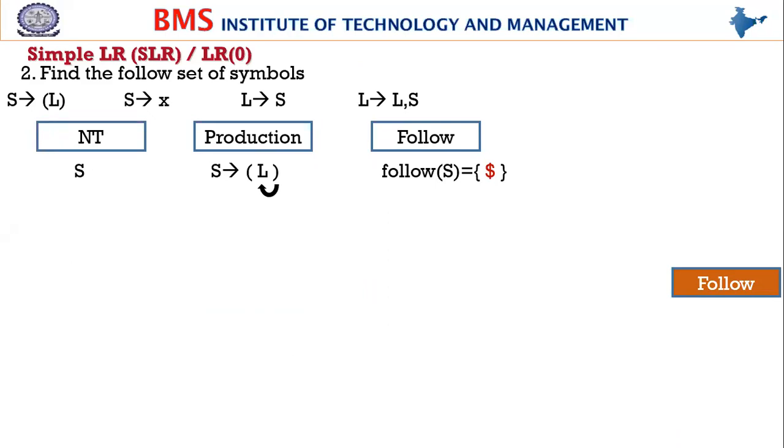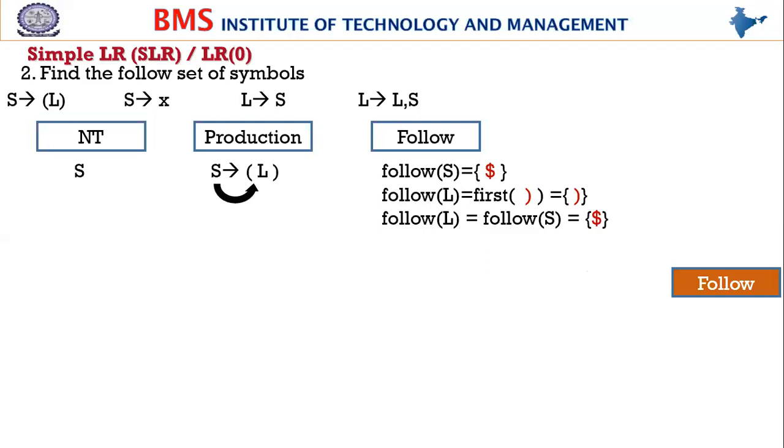If there is a production of the form A produces alpha B beta, yes, we have a production of that form. The opening parenthesis is your alpha, the L is your B, and the closing parenthesis is your beta. We should include the first of beta in follow of B. So for that reason, follow of L is equal to first of closing parenthesis. First of closing parenthesis is closing parenthesis itself, because we know that first of a terminal is itself, right? And we need to check again, is beta producing epsilon? No chance, beta is not producing epsilon.